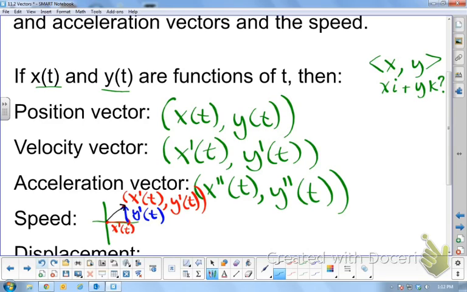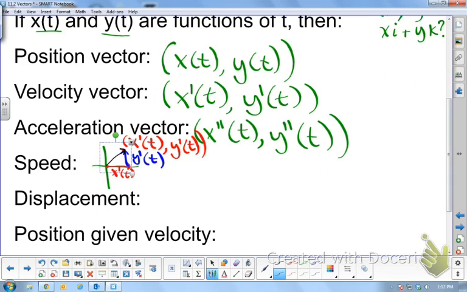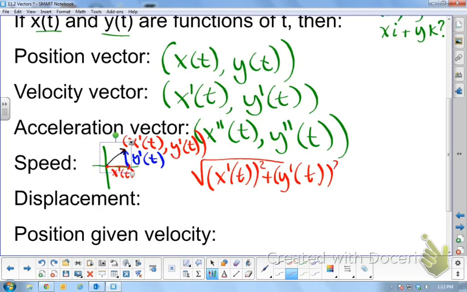Distance formula. What is the distance formula based off of? Pythagorean theorem. If I do x prime of t squared plus y prime of t squared, it would give me the distance from the origin to that value. So speed is the square root of x prime of t squared plus y prime of t squared. Which should look familiar. What does that look like? It looks like the arc length formula.